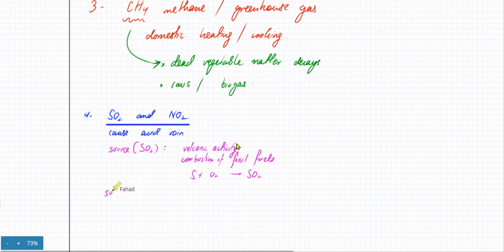And the source of NO2 is, you get NO2 from, one is lightning strikes. And the other one is your car engines. Okay, there are two sources. So how do you get them from lightning strikes or car engines?